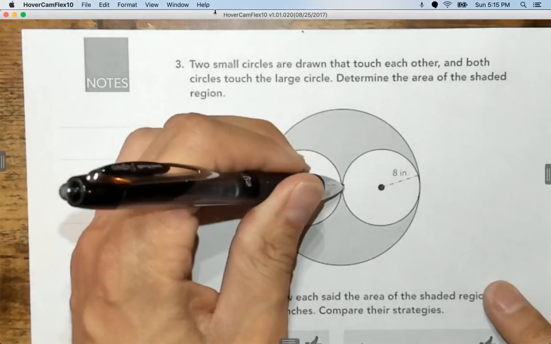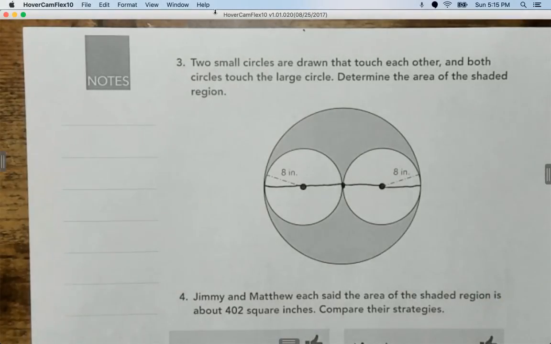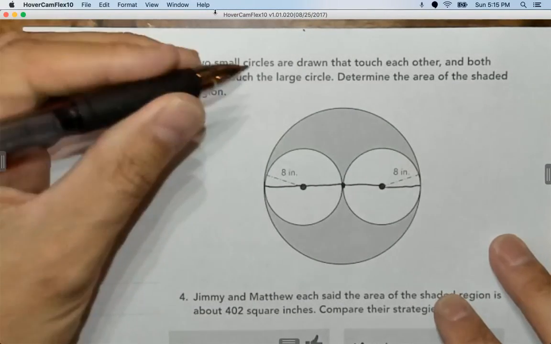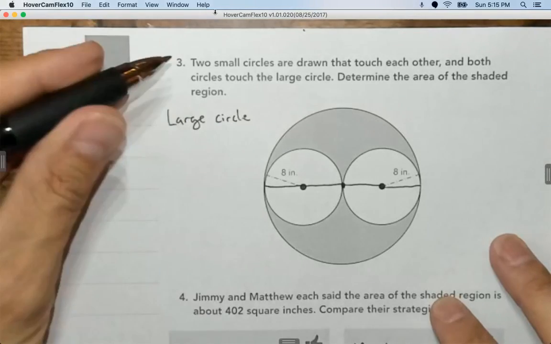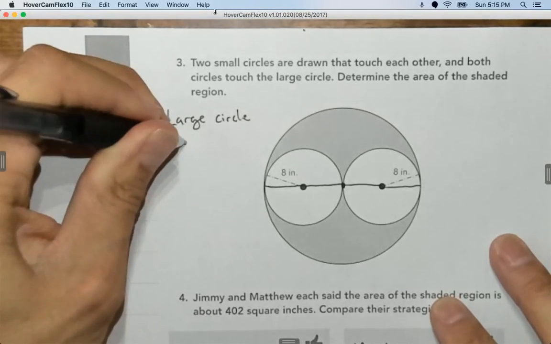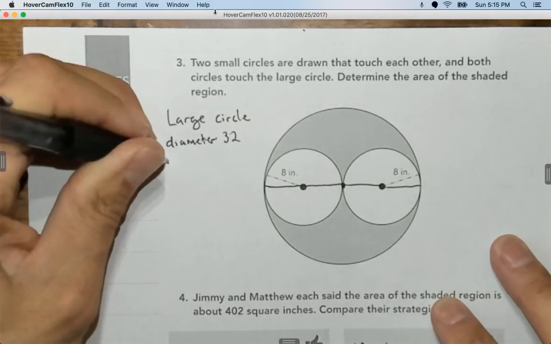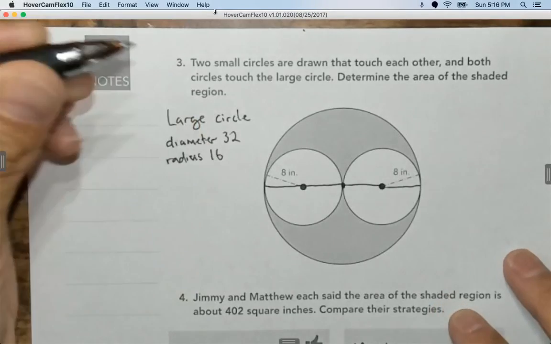If this radius is 8, then the diameter is 16, and so for the large circle, I would have a diameter of 32 and then a radius of 16. And that's the hardest part to figure out.